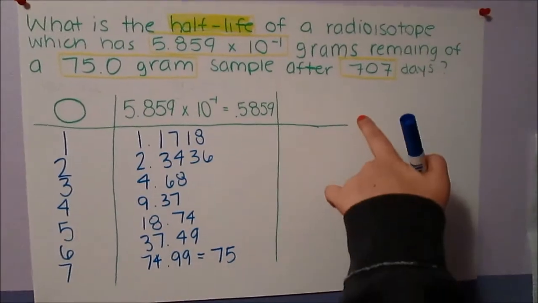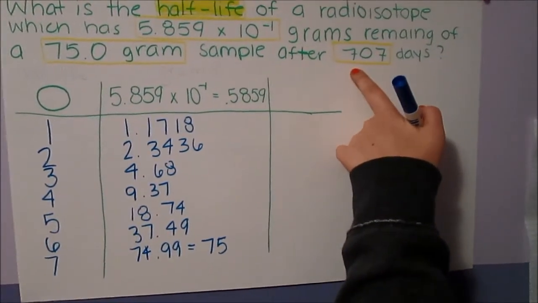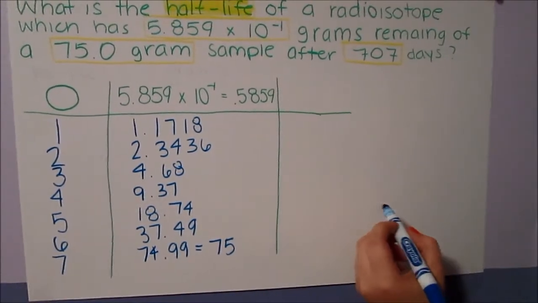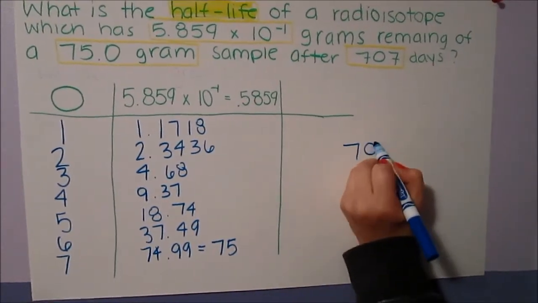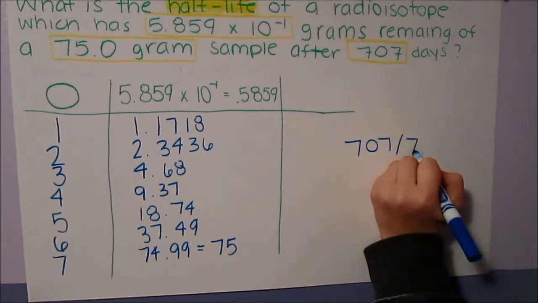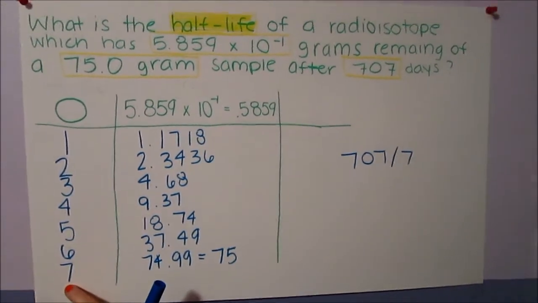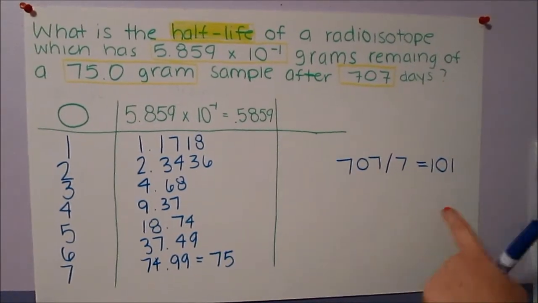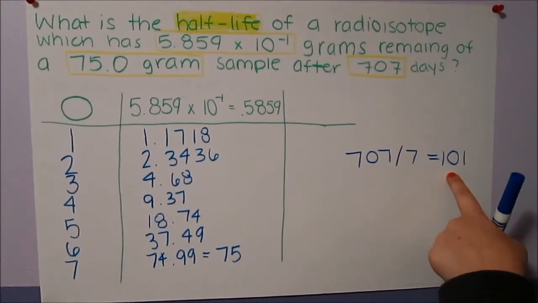Since we know that it took 707 days, we are going to divide 707 by 7 because it took 7 half-lives, which equals 101. 101 days is the length of the half-life.